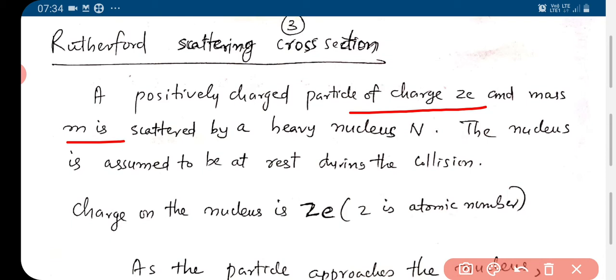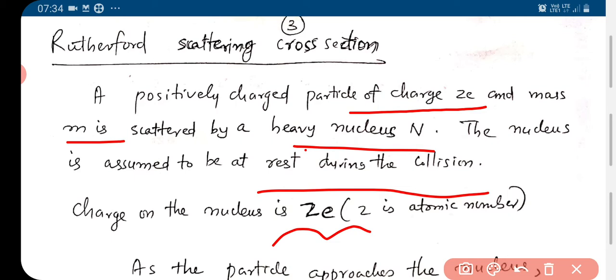The particle can be an alpha particle, which is a positively charged one, and it is being scattered by a heavy nucleus. The nucleus is assumed to be at rest during the collision, and the charge on the nucleus is capital Ze, where Z is the atomic number of the nucleus.